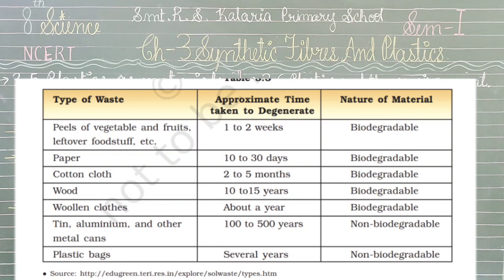But when we are talking about tin, aluminum and other metal cans, they will take 100 to 500 years to degrade. It will take a lot of generations to go away, and thus we have to consider this as a non-biodegradable substance. And the last is plastic bags.